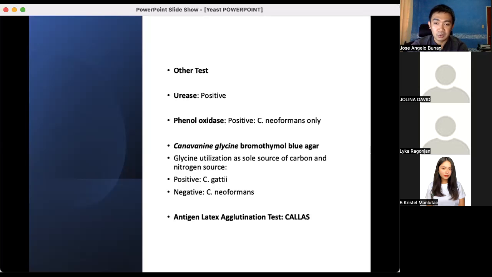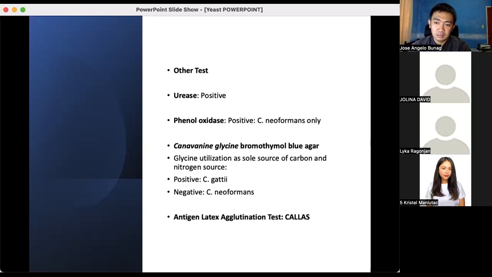And you could also use your Christensen's urea medium. Kasi no, positive po sa urease production ang ating mga Cryptococcus species or Rhodotorula species. Negative naman no, sa urease, no, ang ating mga Candida species. So you could use no, your Christensen urea medium to differentiate your Cryptococcus from your Candida species.